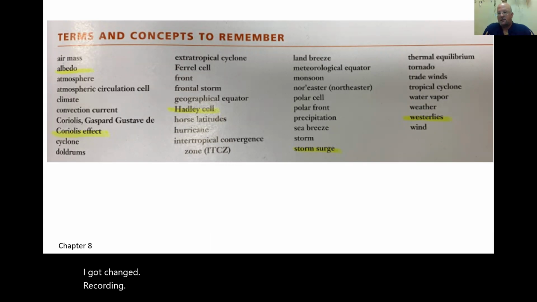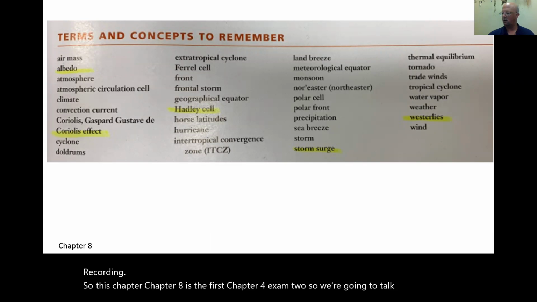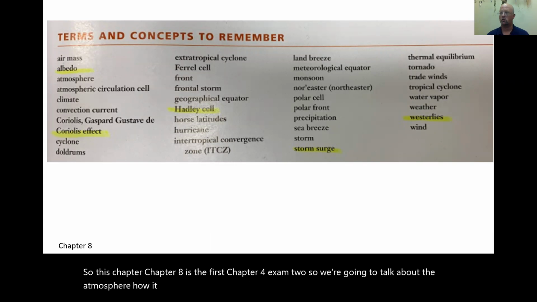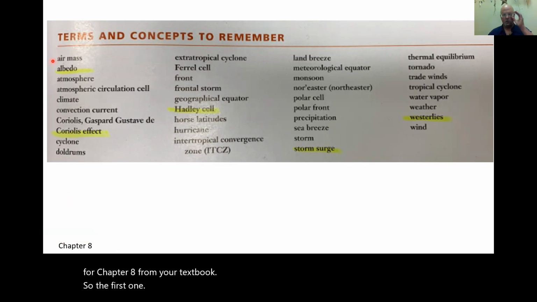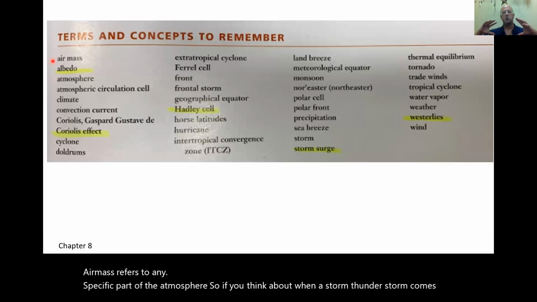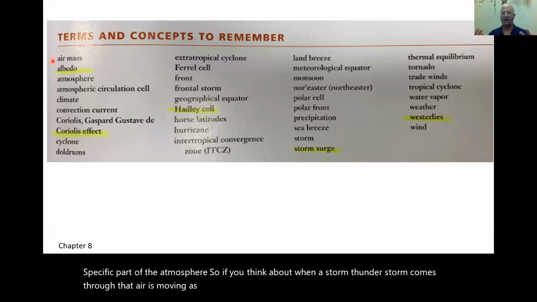Okay, so this chapter 8 is the first chapter for exam 2. So we're going to talk about the atmosphere, how it works, and we're going to introduce some of the concepts and terms for chapter 8 from your textbook. So we'll start with the first one. Air mass refers to any specific part of the atmosphere. So if you think about when a thunderstorm comes through, that air is moving as a single unit, a mass.